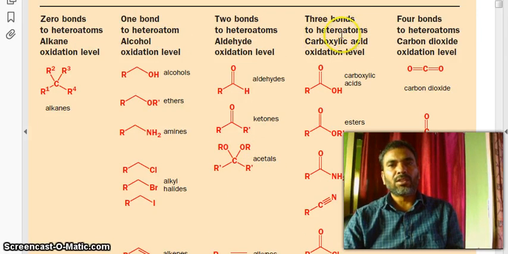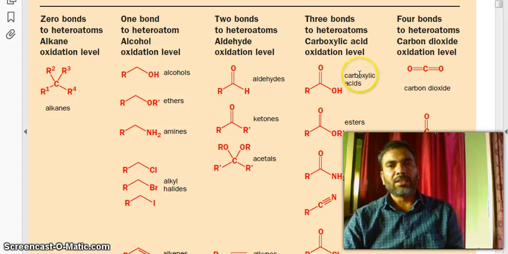Three bonds to heteroatoms: carboxylic acid oxidation level. Look at this carbon attached with a double bond to oxygen and a single bond to oxygen. So 2 plus 1, 3. Here also 3 bonds to heteroatom. So this is carboxylic acid, this is esters, this is amides, this is nitriles, this is acyl chlorides.